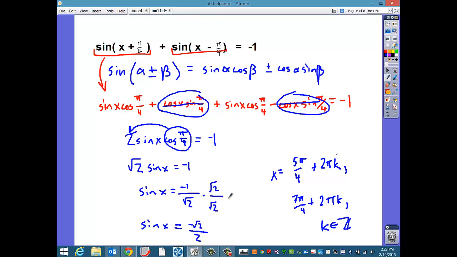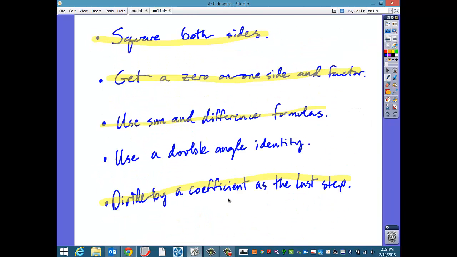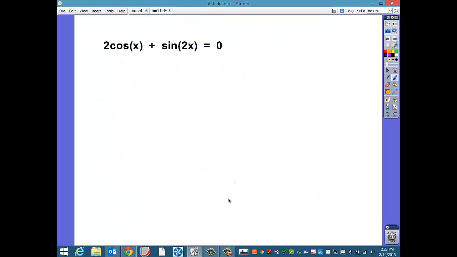Okay, now one more. My goodness, it should not shock you that we are now going to use the double angle, the last one. With our last ounce of strength, we cross this off the list and use a double angle identity to solve this, which means we're going to use the identity that this right here is equal to 2 sine x cosine x, and bring down the rest. So 2 cosine x plus 2 sine x cosine x equals 0.